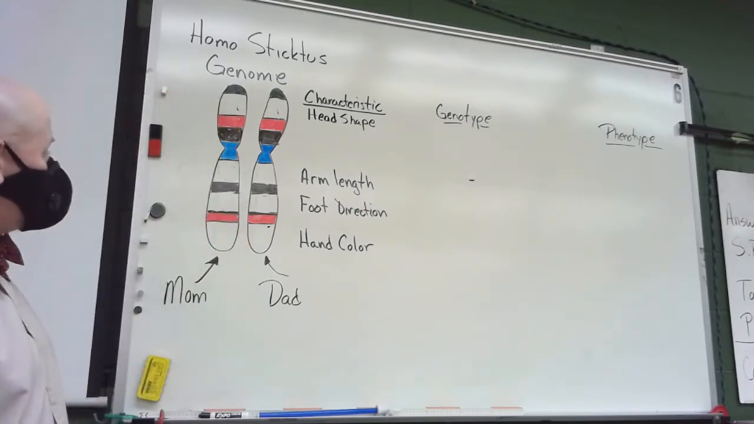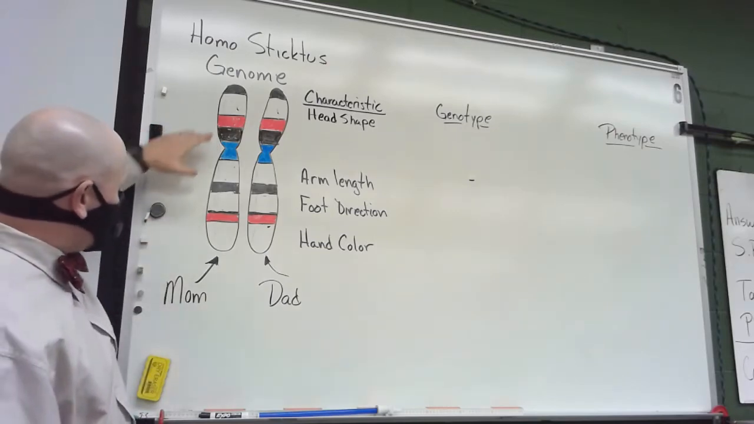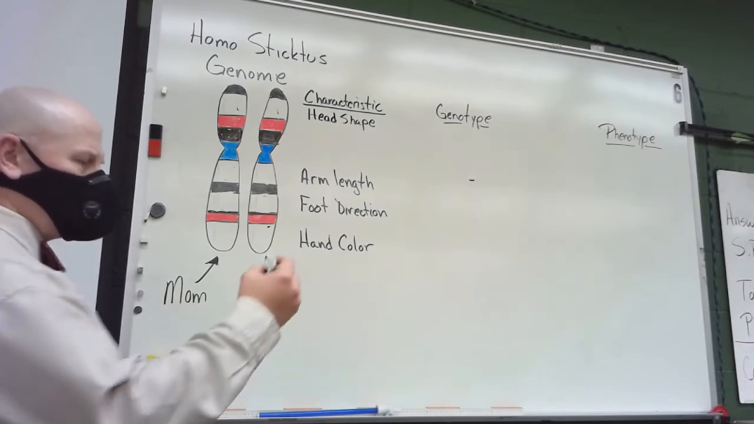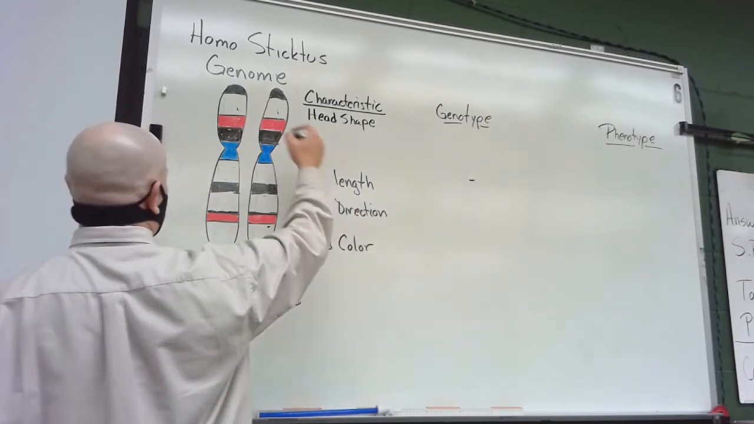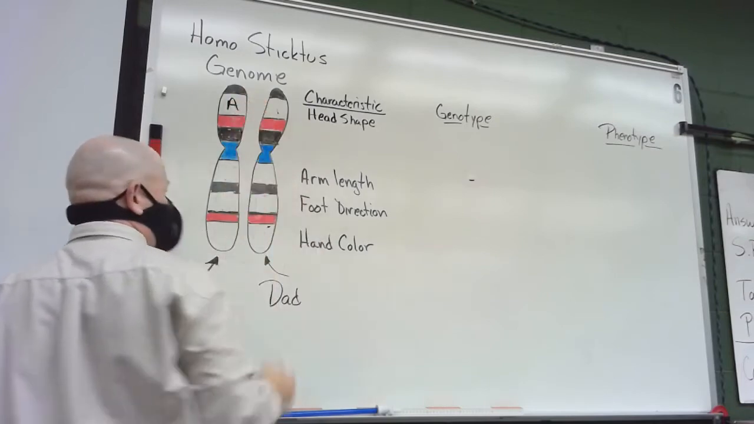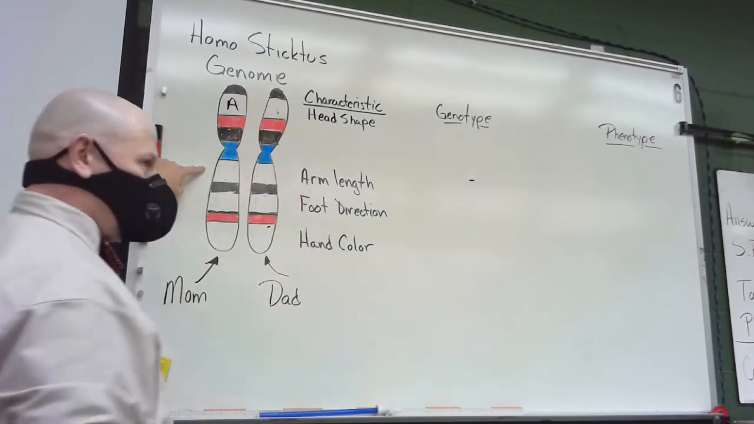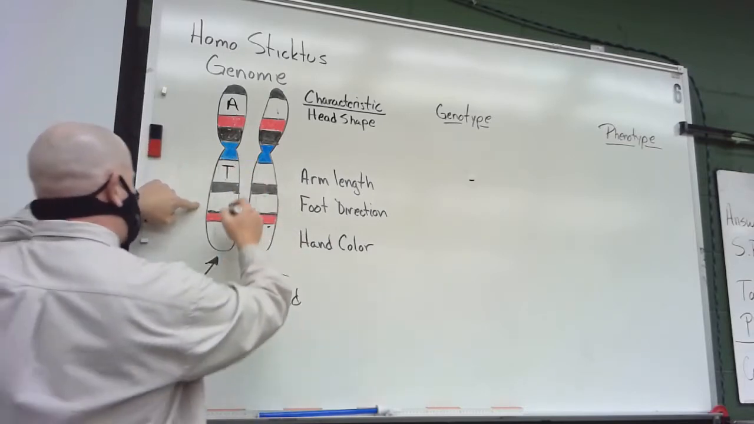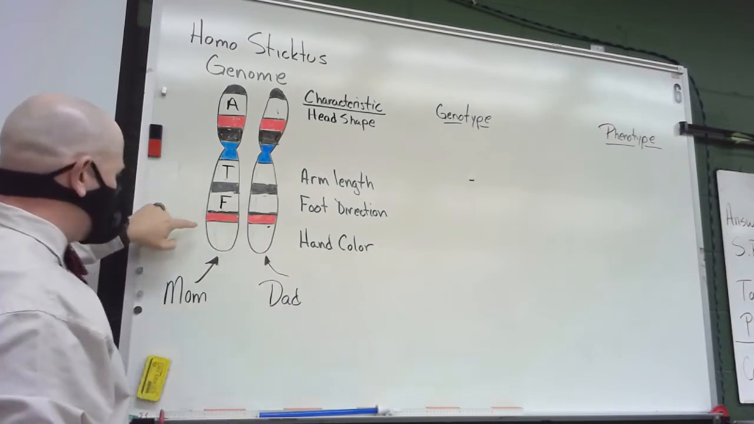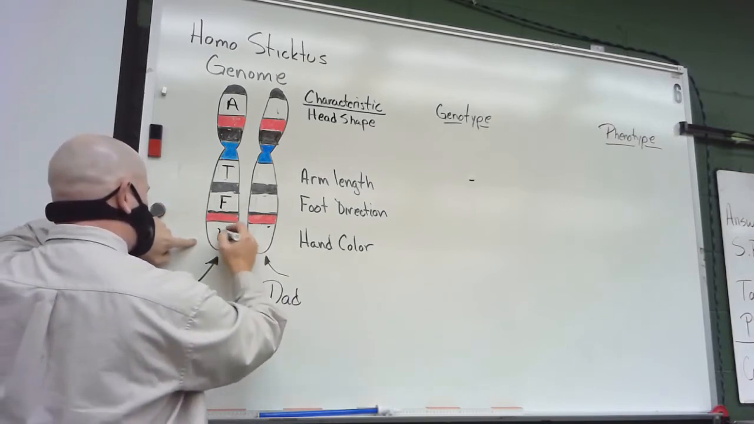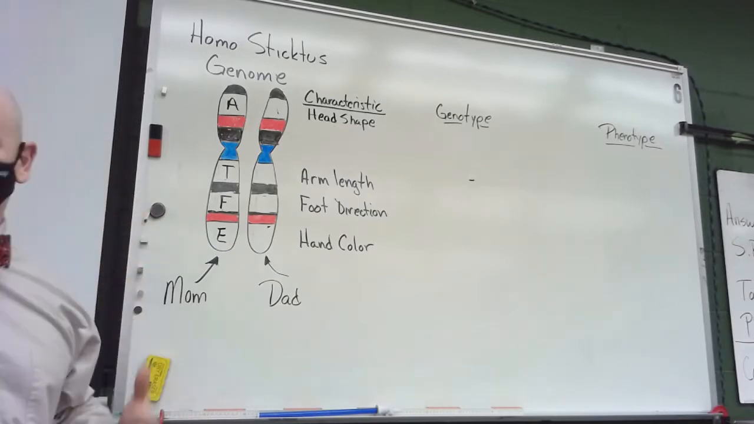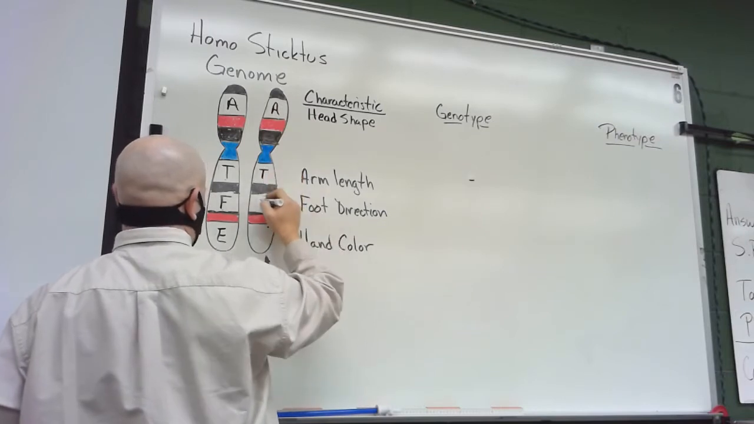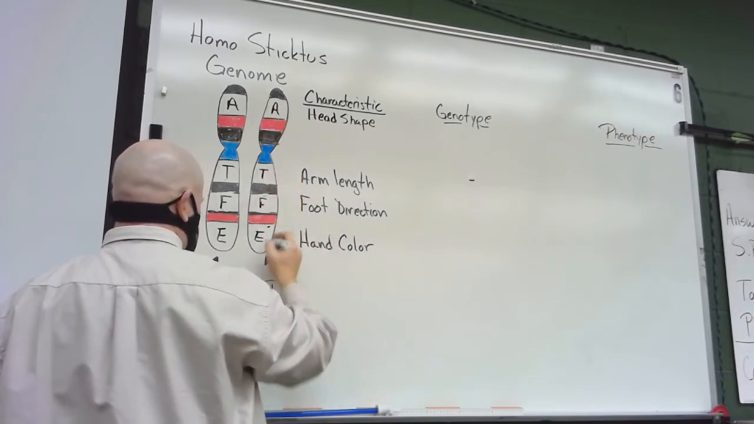In this case, we have 2 chromosomes. So we're going to look at these sections here. This section is for the head shape. And we are going to use the letter A for head shape. So mom, she brings a capital A. For arm length, she brings a capital T. Foot direction, a capital F. And for hand color, a capital E. So dad, he brings to the mix a capital A, a capital T, a capital F, a capital E.